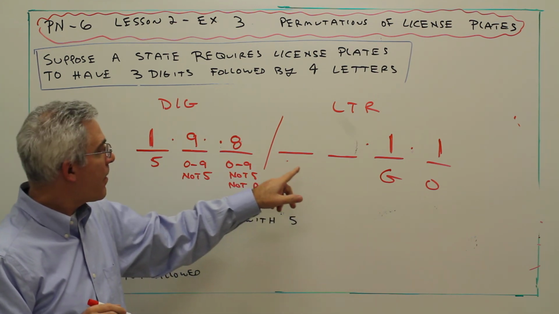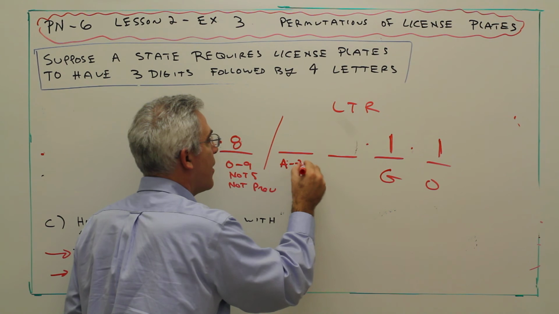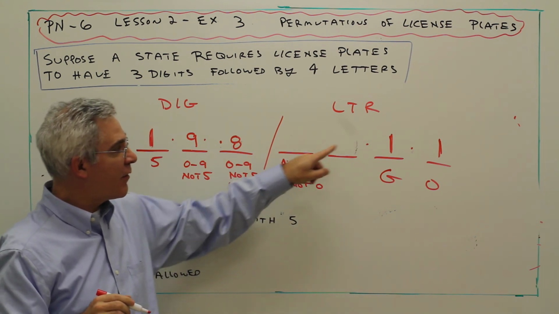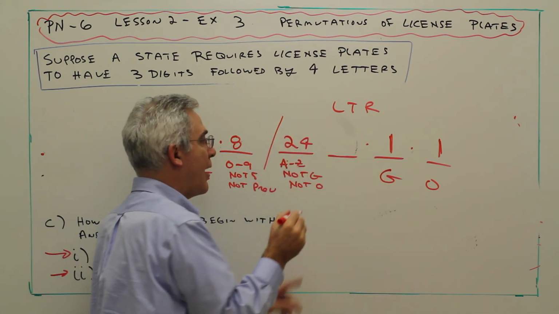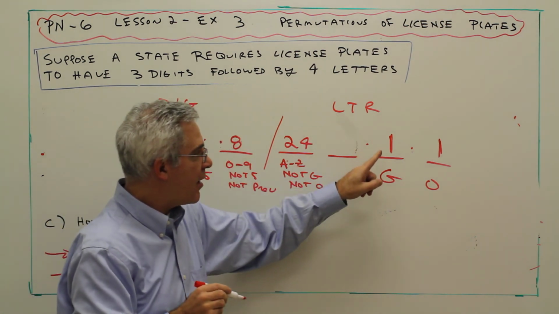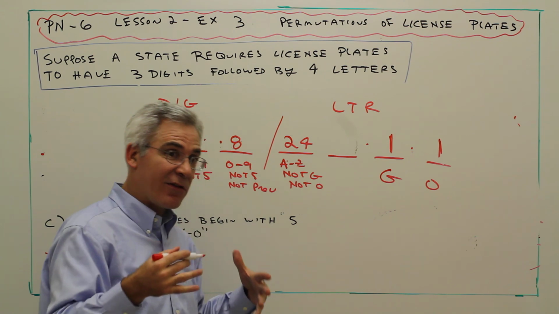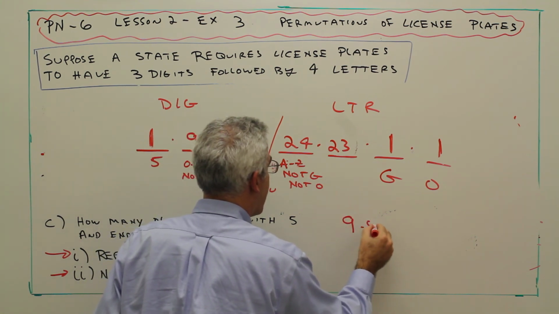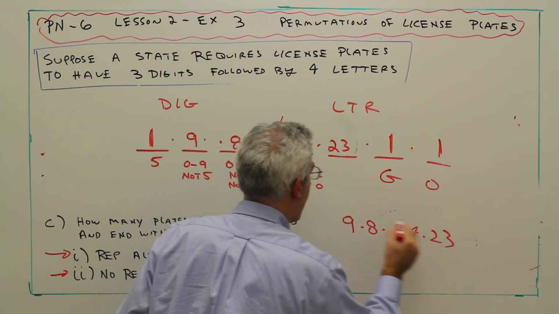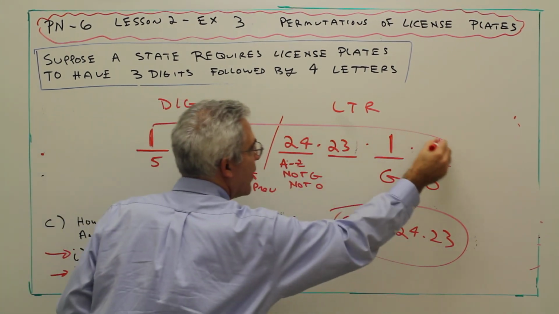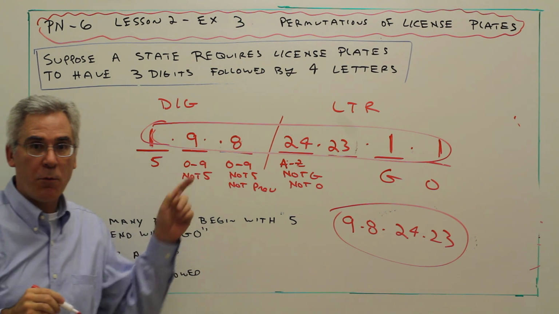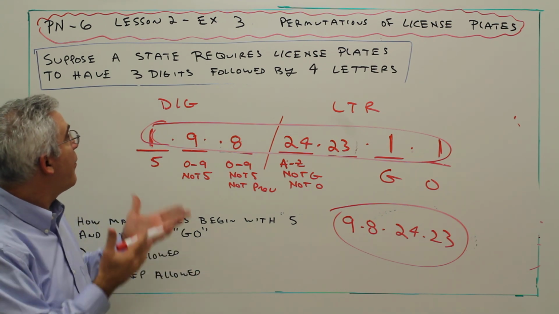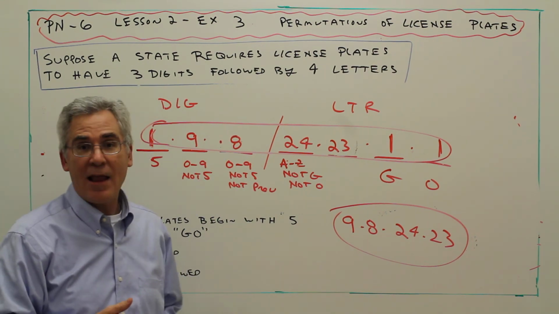Same thing over here. Okay, I could be A through Z, but not G, and not O. So there were 26, but don't be those two, so that's 24. And likewise over here, don't be that one, or that one. So 26 take away 3 is 23. So if I simplify my answer, it's just 9 times 8 times 24 times 23. Again, this is the conceptual way of solving the problem. Okay, and there you have it. How to solve problems involving permutations and license plates.